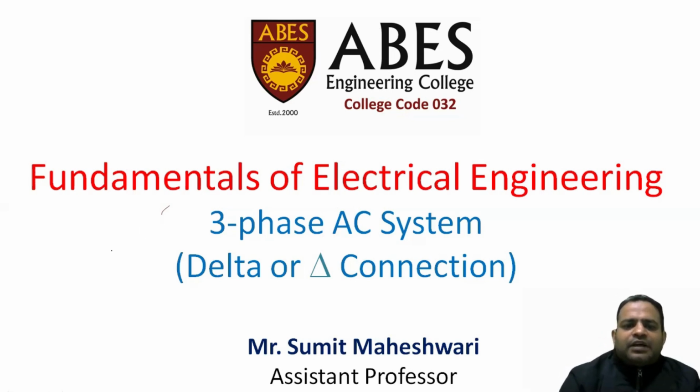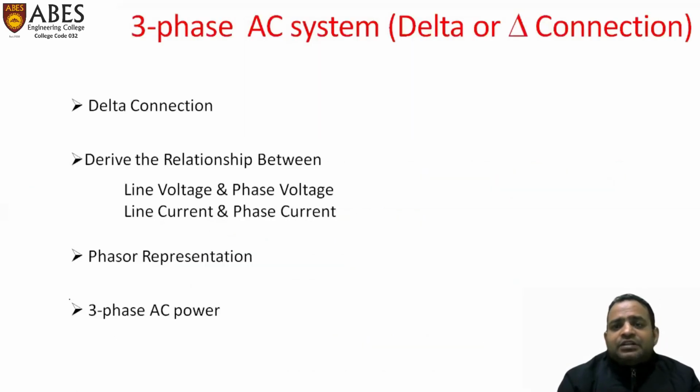So first of all, we are understanding what is our three-phase AC connection, delta connection. After that, we can discuss the relationship between line voltages and phase voltages, line current and phase current, the factor representation and phasor representation. And after that, we can discuss the power of three-phase AC delta connection.